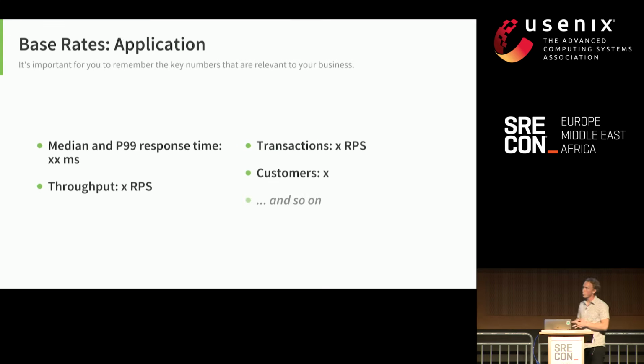The other numbers that are useful to remember, and I'm going to present a bunch more in this talk, are the base rates for your application. So things like median response time, which we used before, how many transactions you do into a database, how many customers you have, throughput, and so on. These are all going to be very specific to your application. And if you see the old timers at your company, you may see that they have a really good representation of how the app behaves in their head.